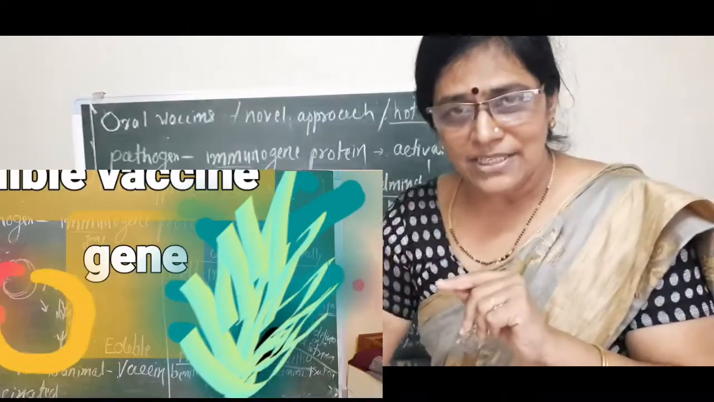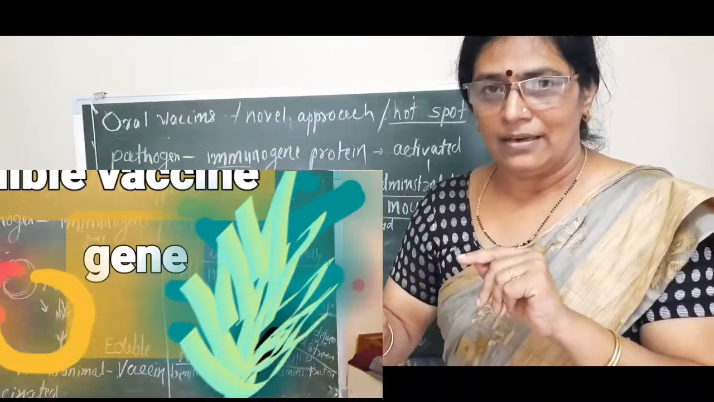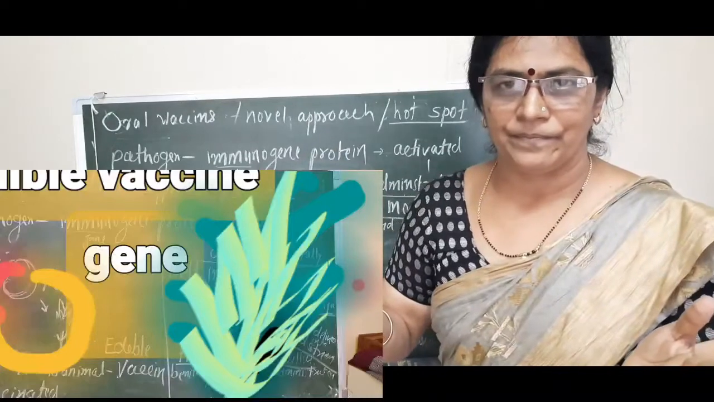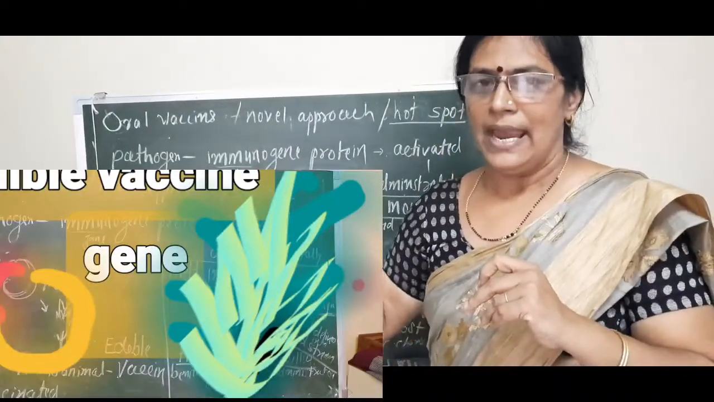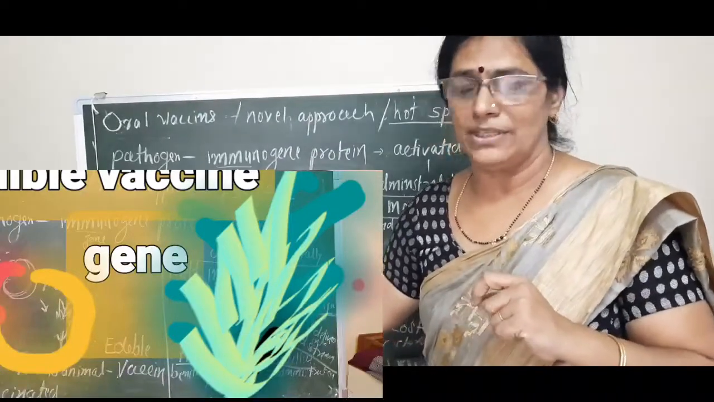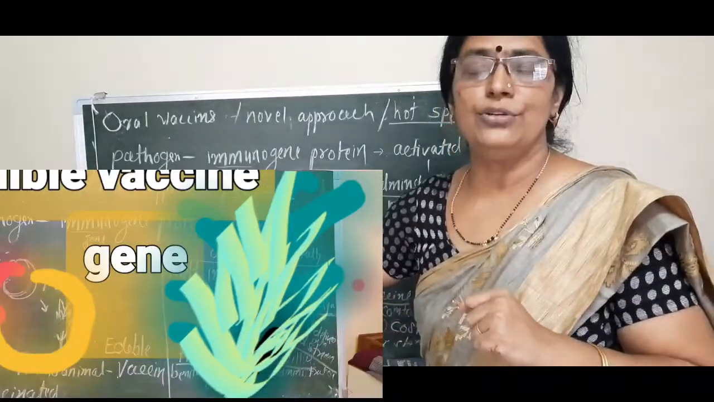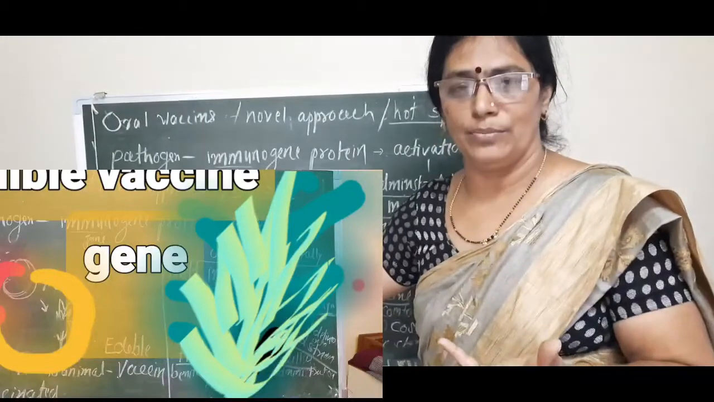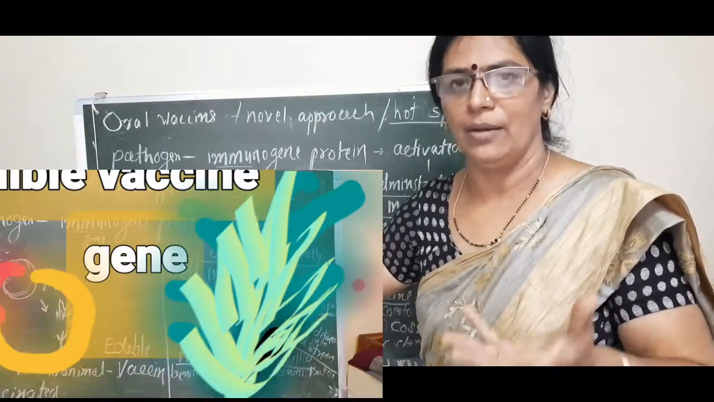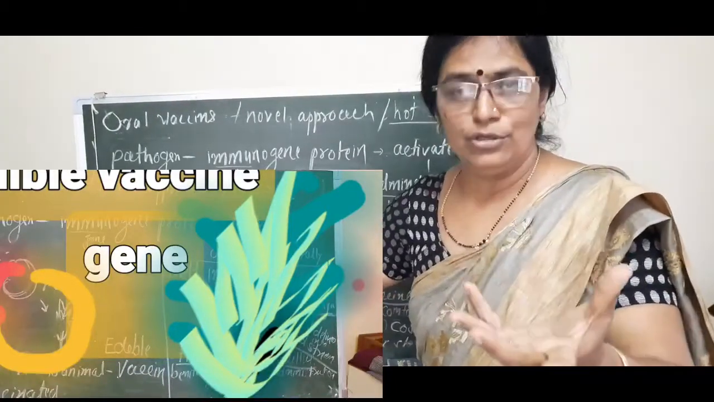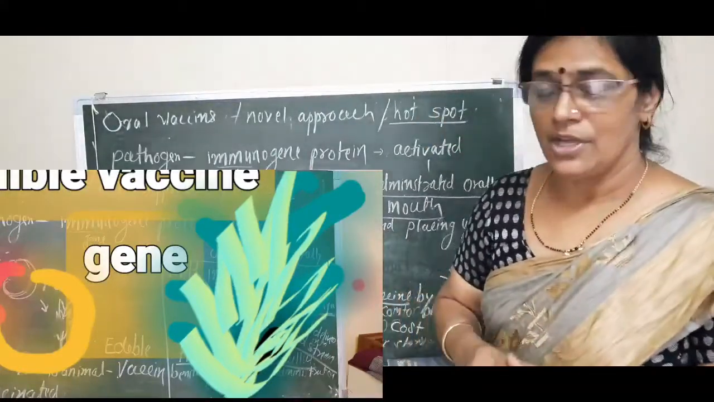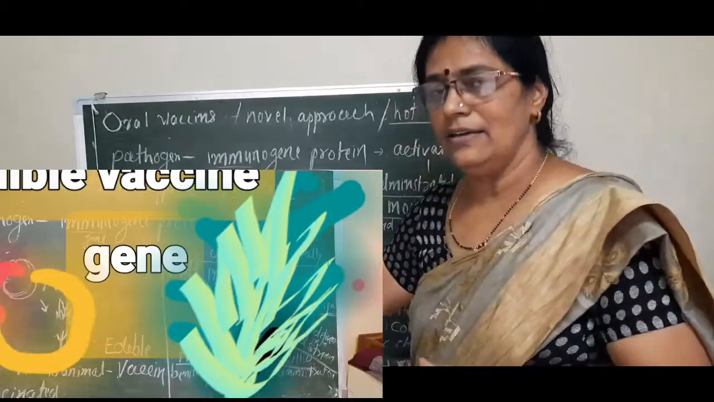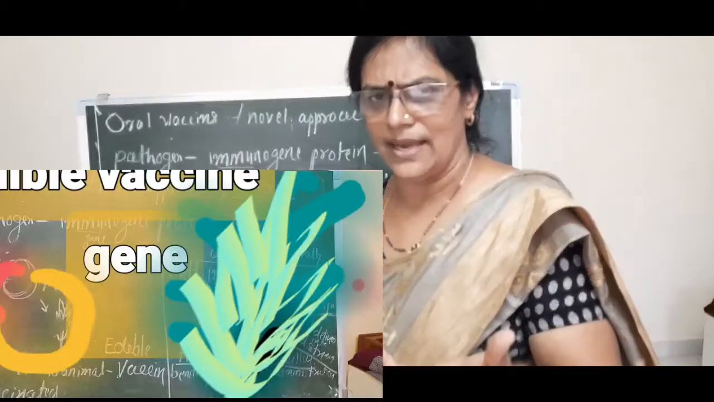When it is administered orally, it gets activated. So such a gene, when we isolate it from that pathogen and introduce it into the plasmid, produces the recombinant DNA with the help of the endonuclease enzyme and the ligase enzyme. The recombinant DNA is produced, and such a recombinant DNA is then introduced into a bacteria.